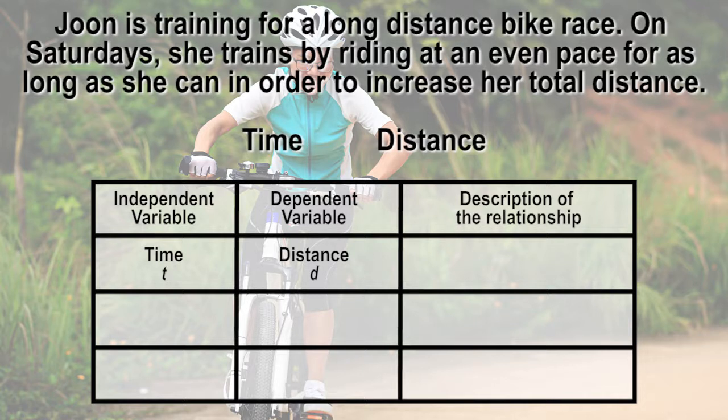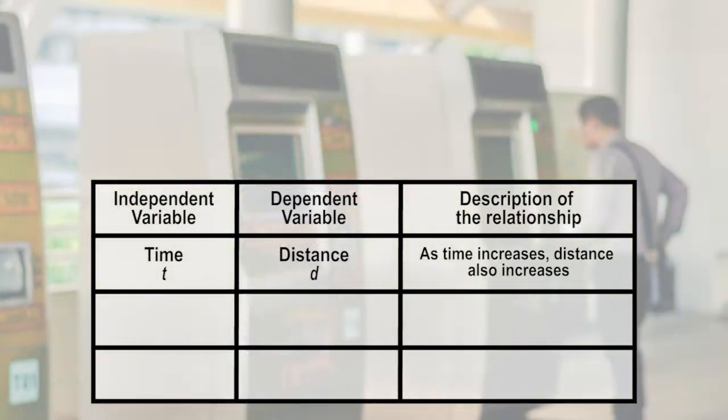In the third column, we need to write the relationship between the two. We know that the distance depends on how long she rides. As time increases, the distance increases too. Let's look at another situation.